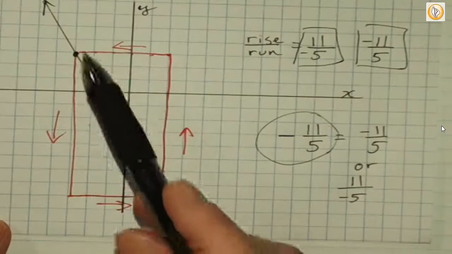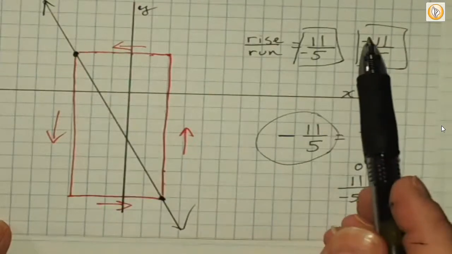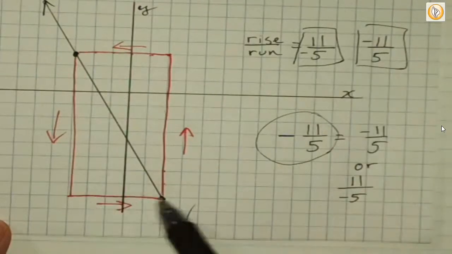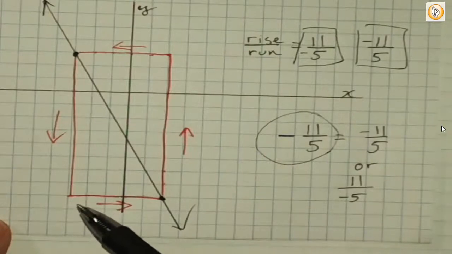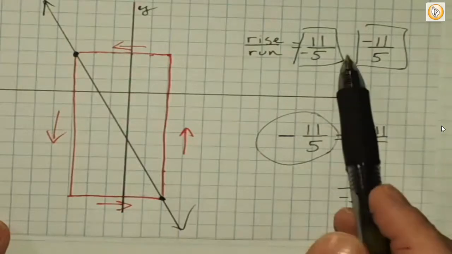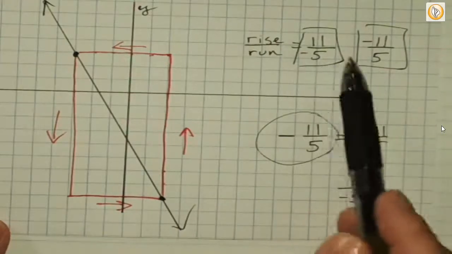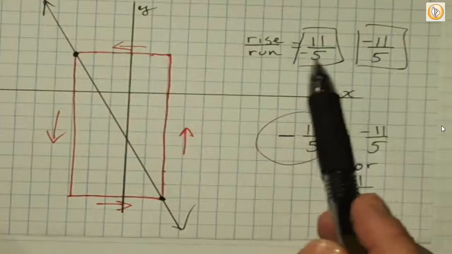Again, if you do rise over run first, you got negative 11, and then you do... did I just say do rise over run first? You do rise first, and then you do your run. Both of these are the same slope.